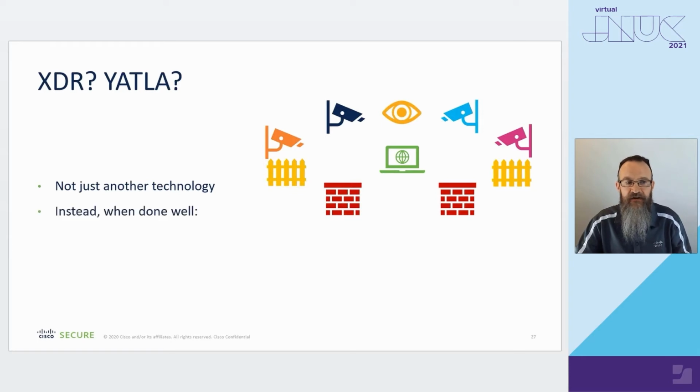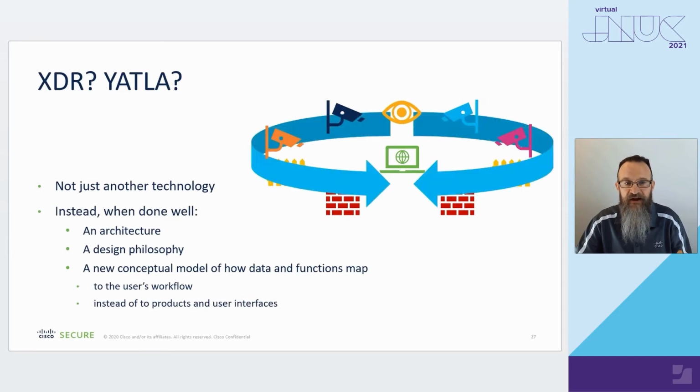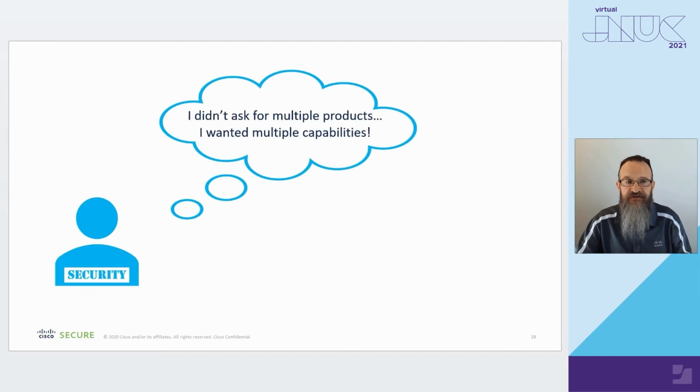When it's done well, it's a design philosophy, it's an architecture, it is a different way of looking at how data and functions should map, not to the products that bring those functions, but to the user's workflow, not to the sticker that's on the box or the UI they need to access to get to it. A holistic way of bringing all the data and all the functions together to drive those efficient and better security outcomes. Never has a security engineer thought to themselves, I wish I had more products that I had to deal with. I wish I had more interfaces to learn, more dictionaries to learn, more manuals to either read or not.